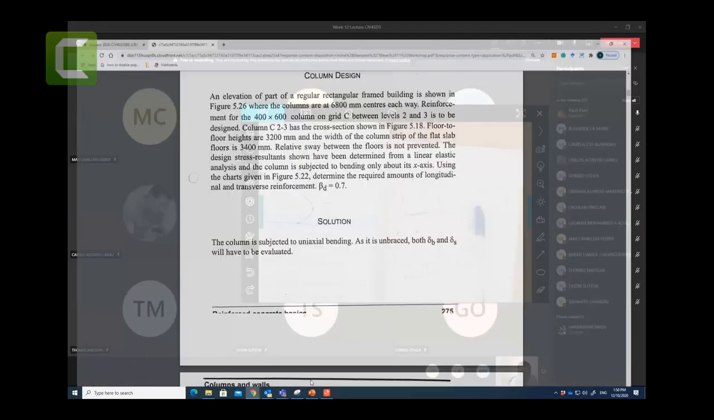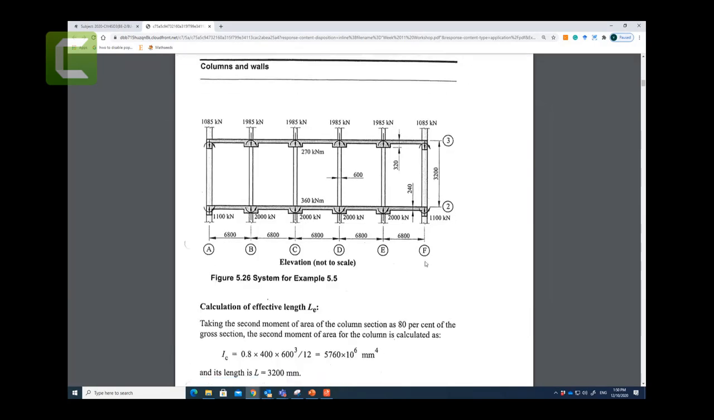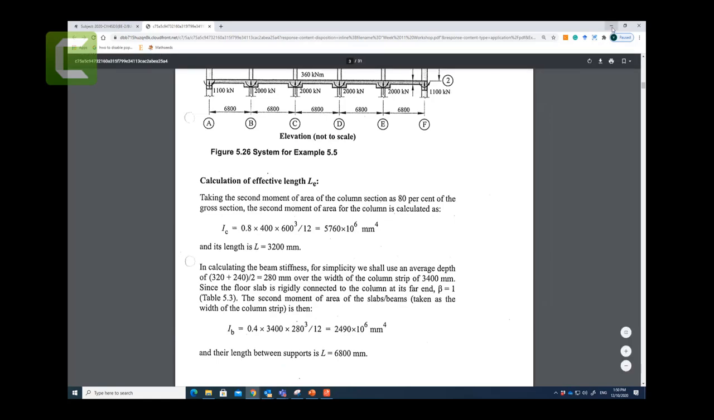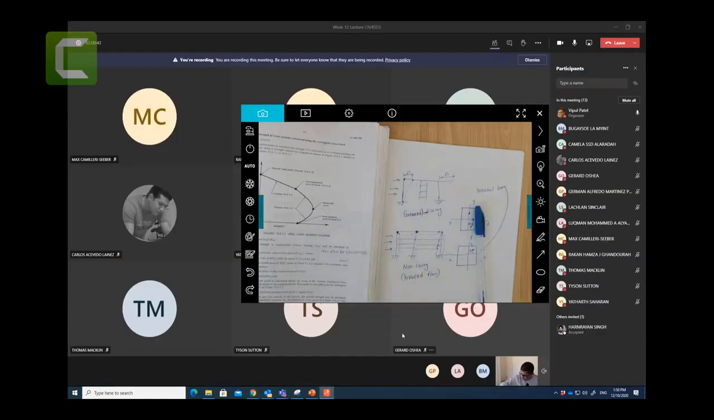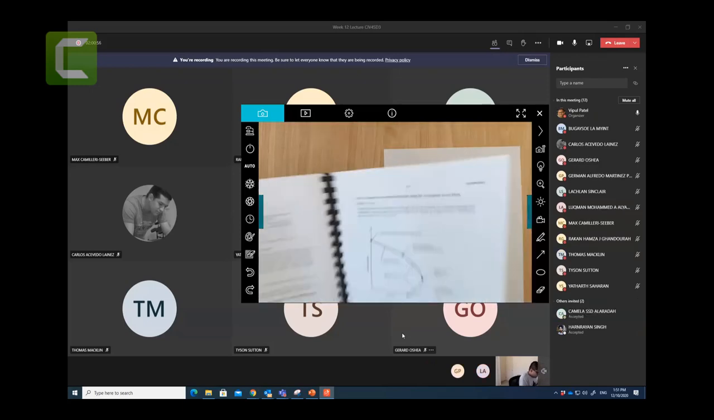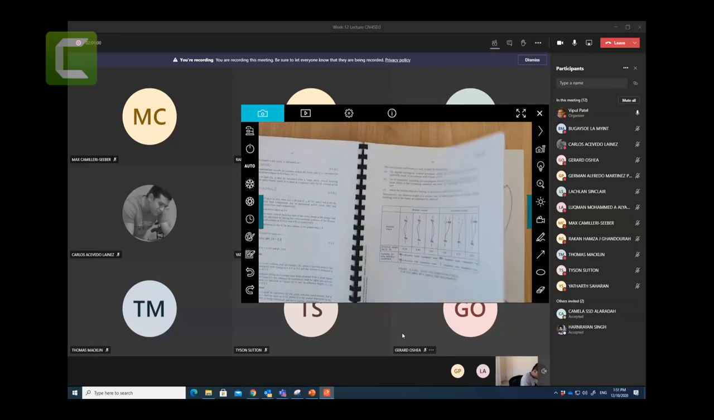Where are we? All right, so that's us. Both delta B and delta C will have to be evaluated. I will tell you what delta B and delta C are in a minute. Now, calculate the effective lengths. Okay, let's start solving these examples. Now, we have 10 minutes, so let's try to solve as much as we can. Let's calculate the effective length. The equations for effective length are given to you somewhere here. There you go.